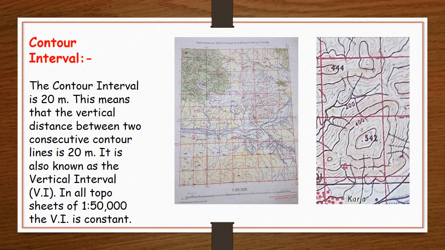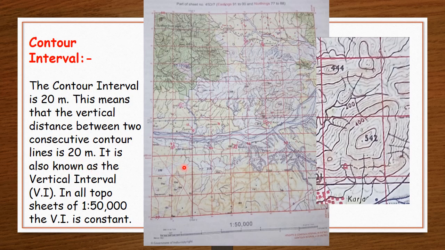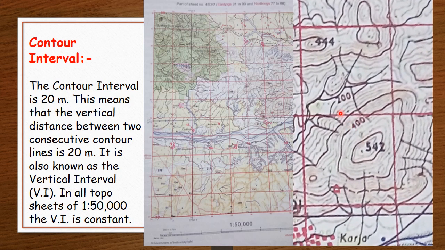Now the contour interval, that all of us know, is 20 meters, meaning the vertical distance between two consecutive contour lines is 20 meters. So here you can see that. It is also known as the vertical interval, that is V.I. In short form, it is written on the topo sheets. And in all topo sheets of the scale of 1 is to 50,000, this vertical interval is always constant. So here you can find the two consecutive contour lines, 200 meters and then 400. So the distance, that is 20 meters between two, is uniform or constant.